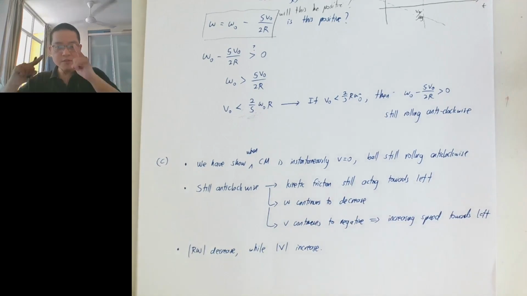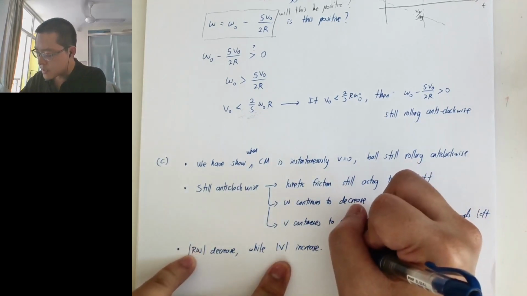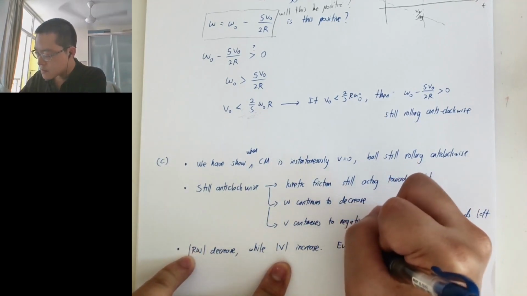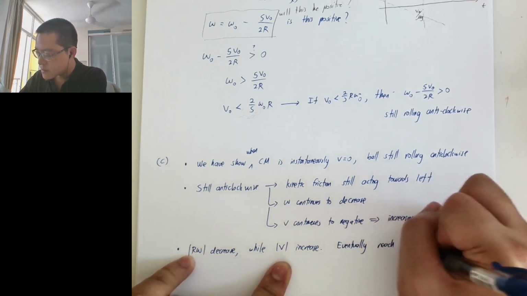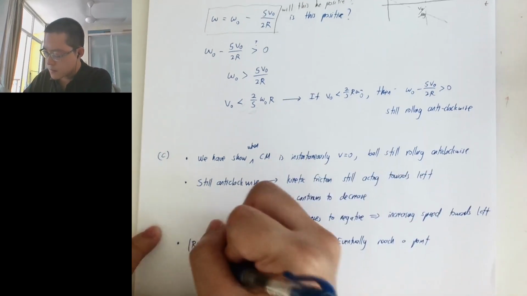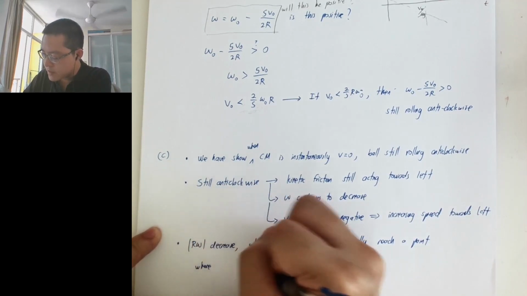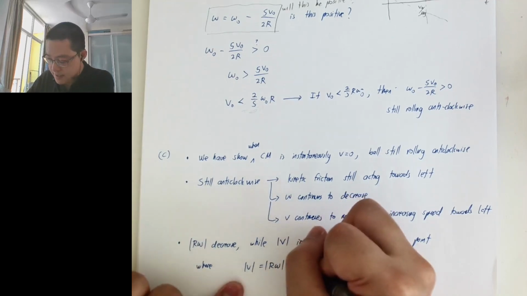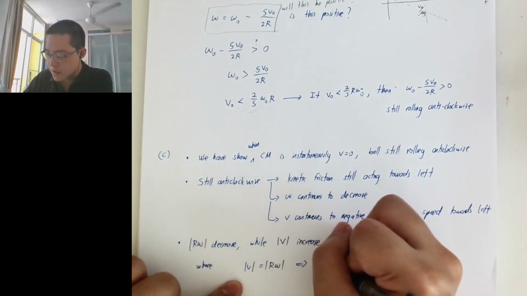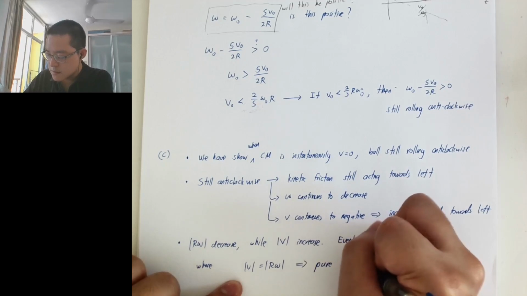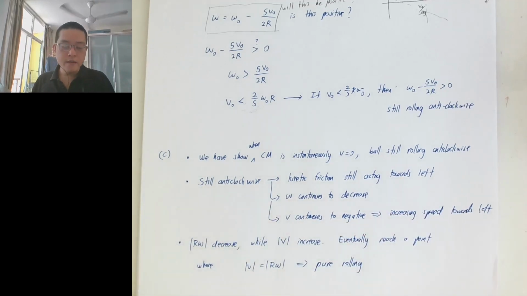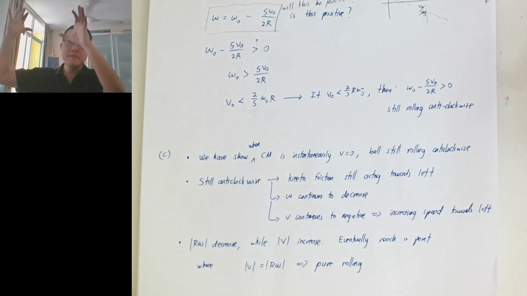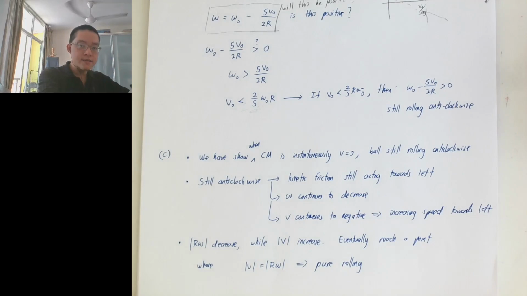If these two keep on happening, then it will eventually reach a point where V is equal to r omega. If this happens, this will become pure rolling. So it will become pure rolling where the rotation is still anti-clockwise. It's just that the magnitude is small but still anti-clockwise, and the linear speed is to the left.